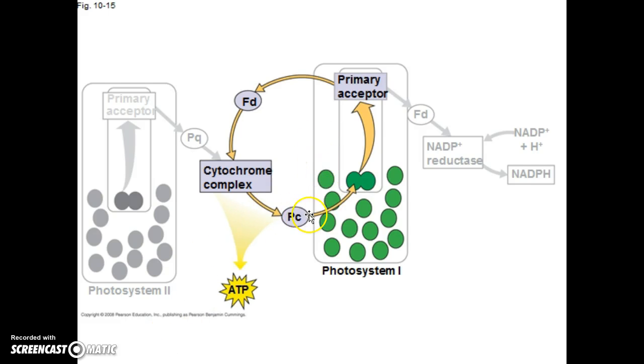The cyclic flow, just as the name suggests, is a cycle. We have an electron coming in, getting excited, going up to the primary electron acceptor, but instead of going off to ferredoxin this way to produce NADPH, it goes back this way by ferredoxin to the cytochrome complex to regenerate more ATP. So it's a process of pumping out ATP, and it just kind of continues around right in this stage.